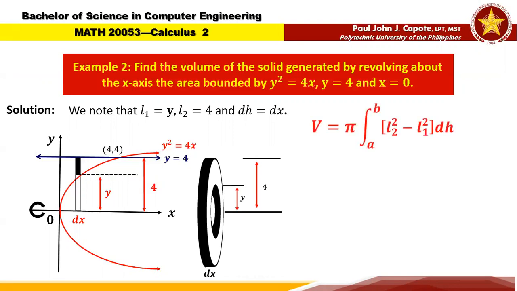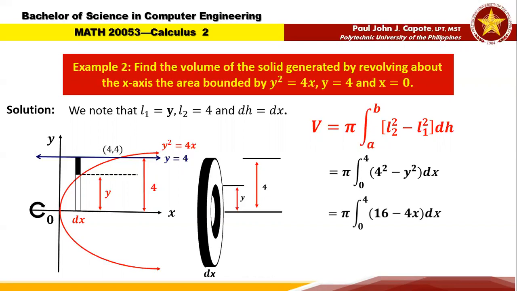Using the general formula where L sub 2 equals 4, L sub 1 equals y, and dh equals dx, we have volume is equal to pi times the definite integral of the quantity 4 squared minus y squared dx from 0 to 4. Now, since we are integrating with respect to the variable x, then we need to replace the variable y in the integrand. Now, to do that, we will use the function y squared equals 4x. So we substitute 4x to y squared and then integrate it.